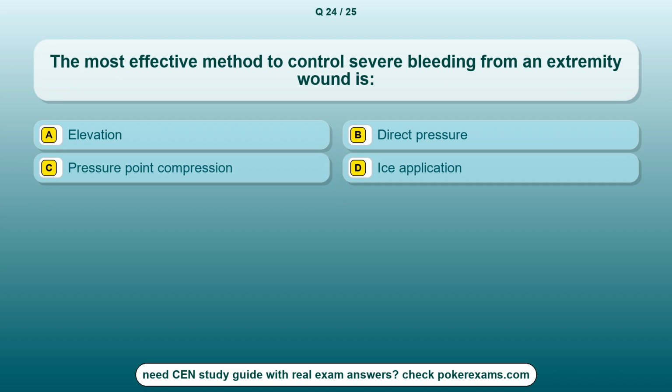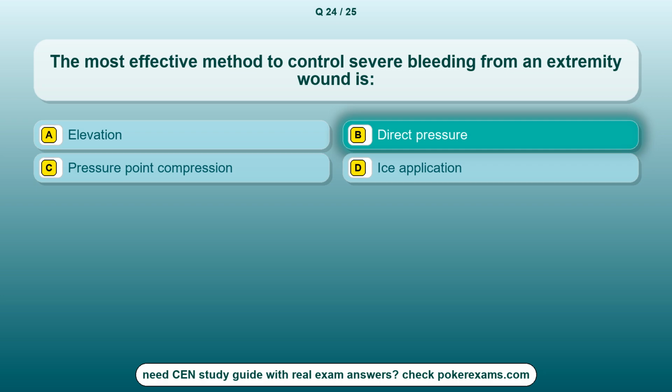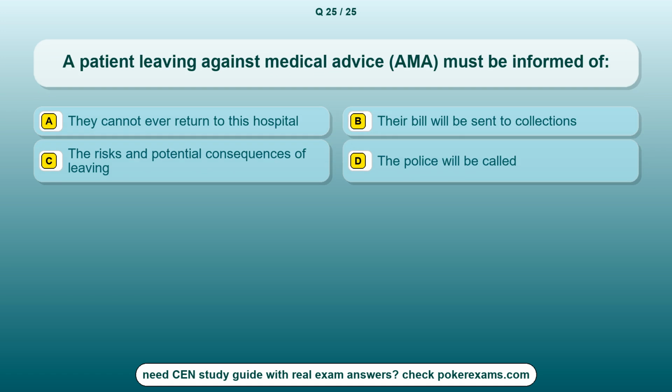Question 24. The most effective method to control severe bleeding from an extremity wound is: Option A, elevation. Option B, direct pressure. Option C, pressure point compression. Option D, ice application. The correct answer is option B, direct pressure.